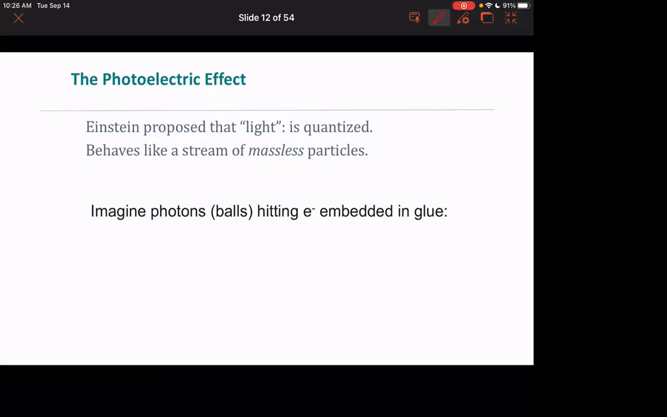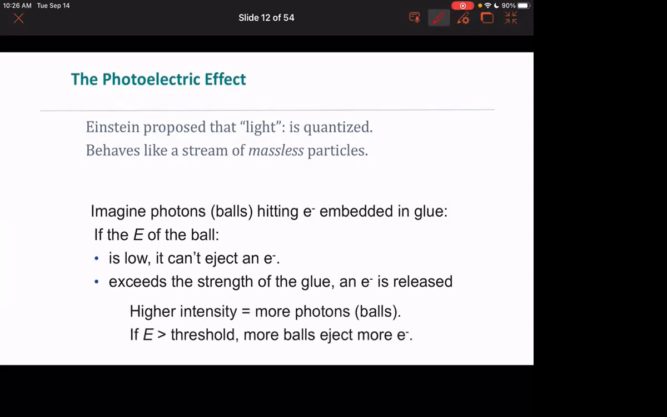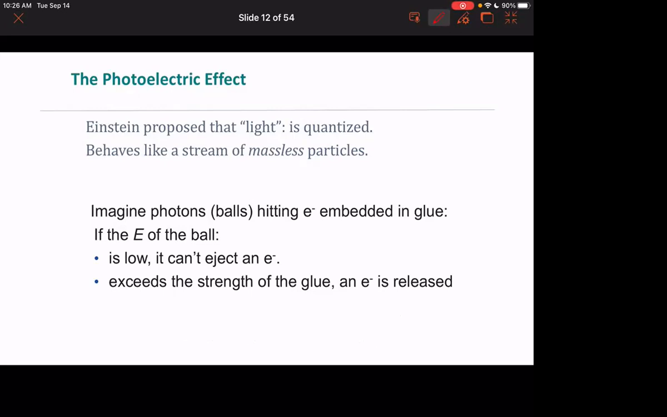Okay? Imagine photons, think of them as balls, hitting electrons embedded in glue. If the energy of the ball is low, it can't eject an electron. If it exceeds the strength of the glue, the electron is released. Higher intensity equals more photons or balls. If the energy is greater than threshold, more balls eject more electrons. Why? Well, each ball can hit an electron. Think of it like that, right? Each photon now can hit an electron. So it's quantized in the sense that you have this minimum energy level that's going to do this. That's what this is here.